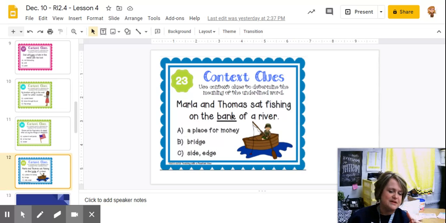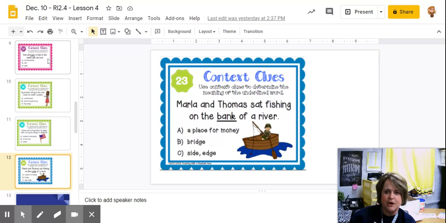Look at what happens when I put a place for money, because that's true. A bank is a place for money. Marla and Thomas sat fishing on the place for money of the river. Does that make sense? They sat on the place for money? No. Okay, so that does not make sense. So make sure you put your word in place of the vocabulary word to see if it makes sense.